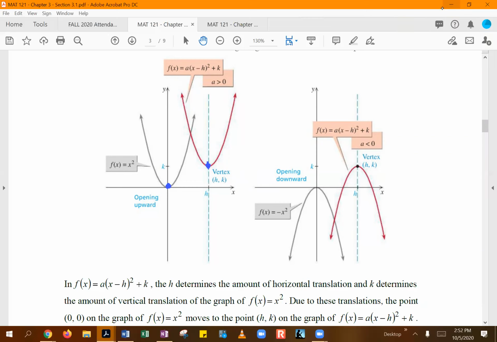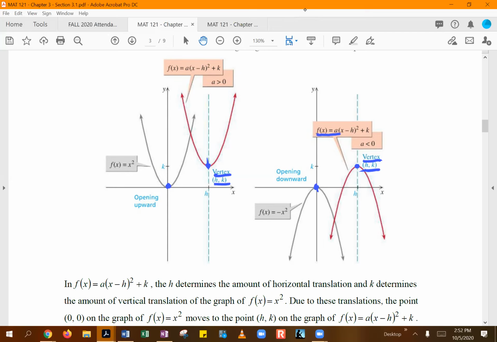And, of course, if the parabola is opening downwards, then the vertex is going to be the highest point on our parabola. And you can see in both these graphs, we have the ordered pair (h, k) for our vertex coordinates. Whether it's opening up or down, it doesn't matter. Your vertex is always going to be at (h, k).